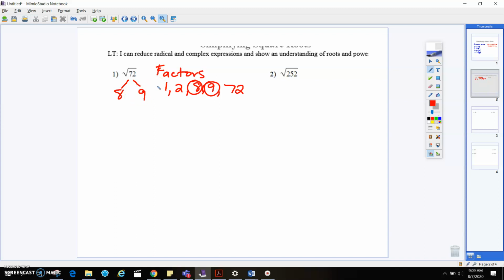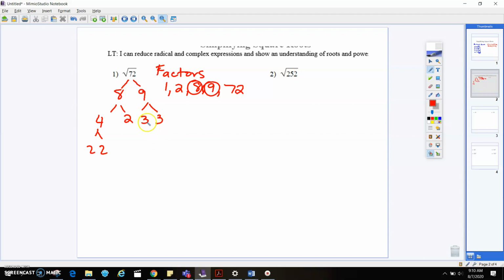So I put these little branches out, and I'm breaking 72 down into 8 and 9. Now, can 8 and 9 both be broken down? Yes. So they can be broken down a little bit more. Factors of 8 are 4 and 2. Can 4 be broken down? Yes. Into 2 and 2. Can 9 be broken down? Yes. Into 3 and 3.